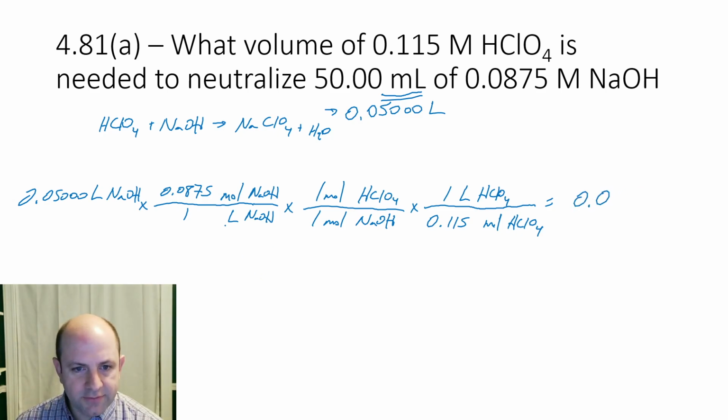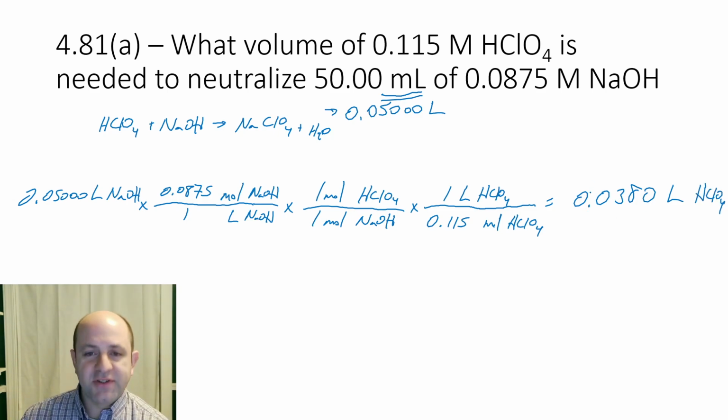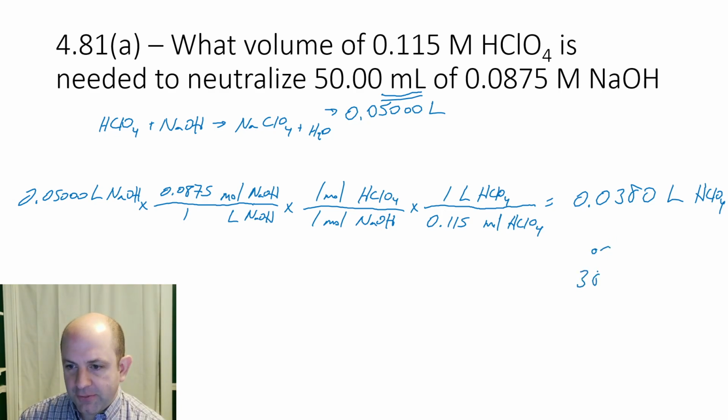0.0, let's see, how many sig figs? We want 3 sig figs, it looks like. 0.380 liters of the perchloric acid. Now, sometimes the problem will specify to make it milliliters again. If that's the case, just move that decimal back 3 spots. So we could say 380 milliliters. Either way, that's our answer.